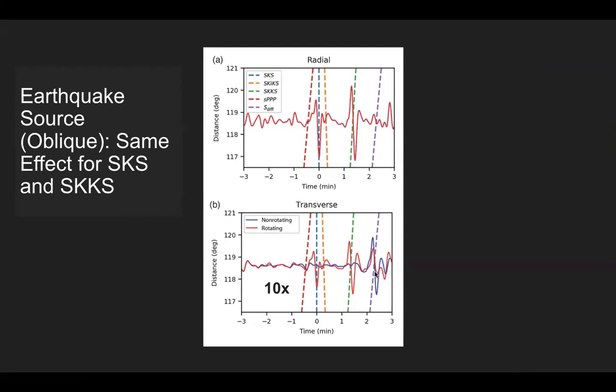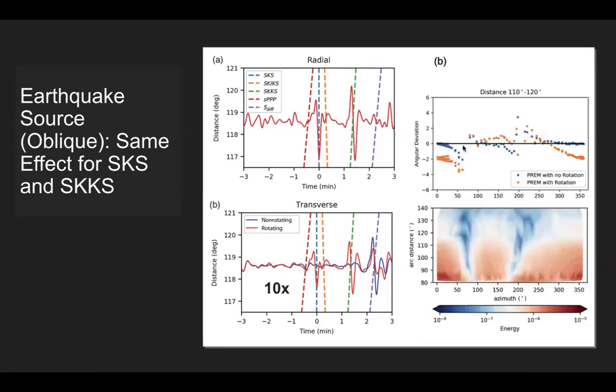Then you also see a change for S diffracted. S diffracted is a shear wave that diffracts along the core-mantle boundary. You can already see a huge waveform change there. So this is not just affecting PKS, it's affecting every shear wave.